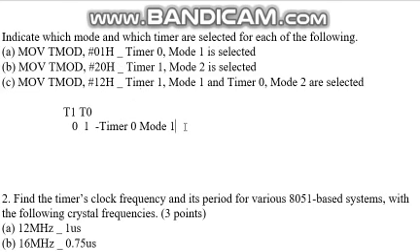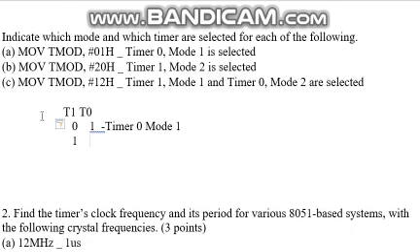Then the second thing is we are moving here 20H. So T1 will contain 2 and T0 will contain 0. So in this case, which timer will be used? Timer 1 will be used, and in which mode? The mode will be mode 2.